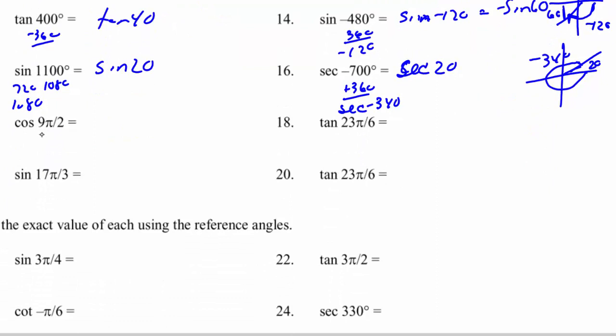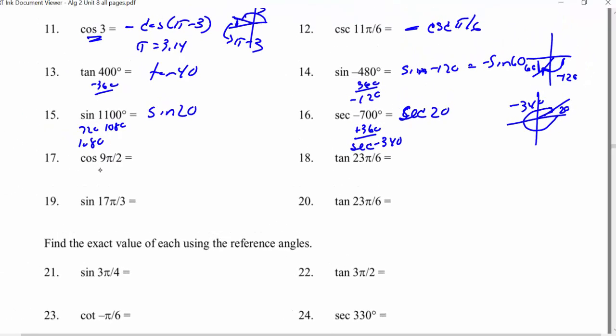Cosine of 9 pi over 2. So 9 pi over 2's like, those are like the cute ones. So if you take 9 pi over 2 and subtract 4 pi over 2, you get 5 pi over 2. That's still too big. Subtract another 4 pi over 2. That's like pi over 2. So this is like the cosine of pi over 2. By the way, that's 0.